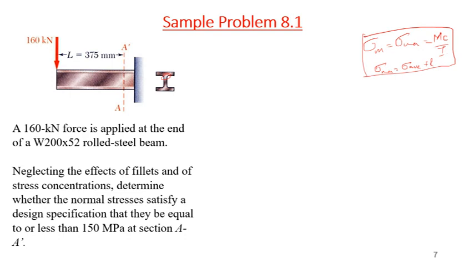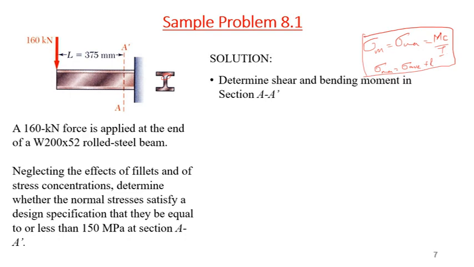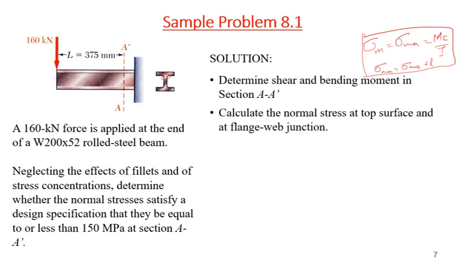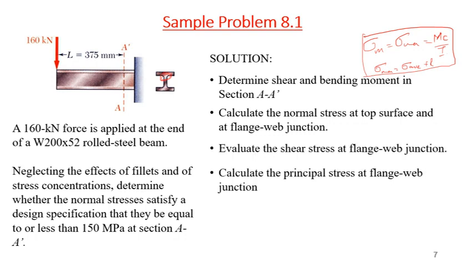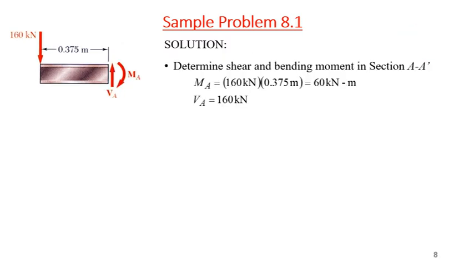Okay, now let's see. First we will find the bending moment at section AA, then calculate the normal stress at the top surface and at the flange web junction. Then evaluate the shear stress at the flange web junction, and calculate the principal stress at the flange web junction. Then we can evaluate whether it is safe or not. Okay. Now, what is the moment at that location? 160 kilonewton multiplied by 0.375 meters, so 60 kilonewton meter, and the shear force is 160 kilonewton.